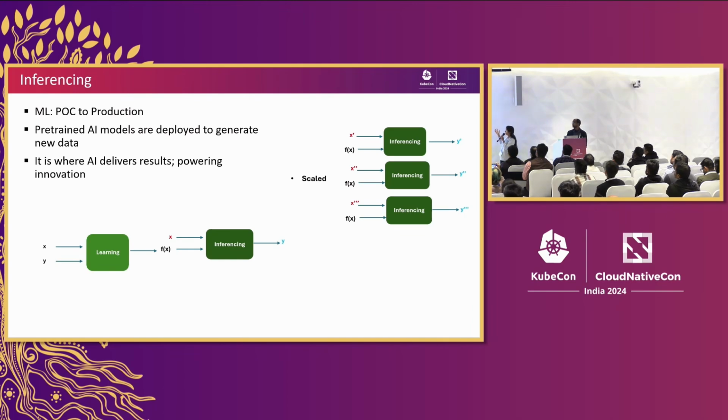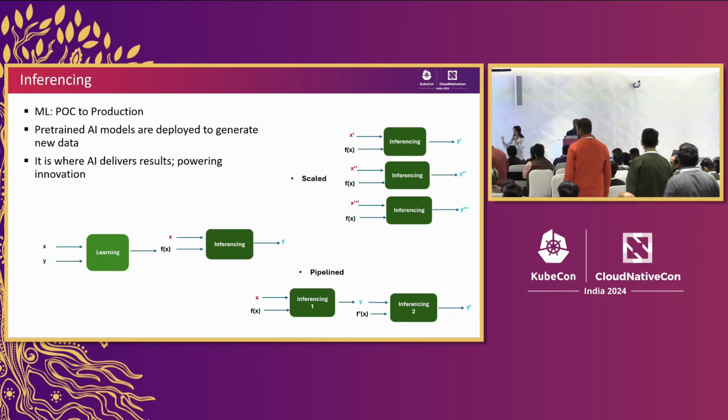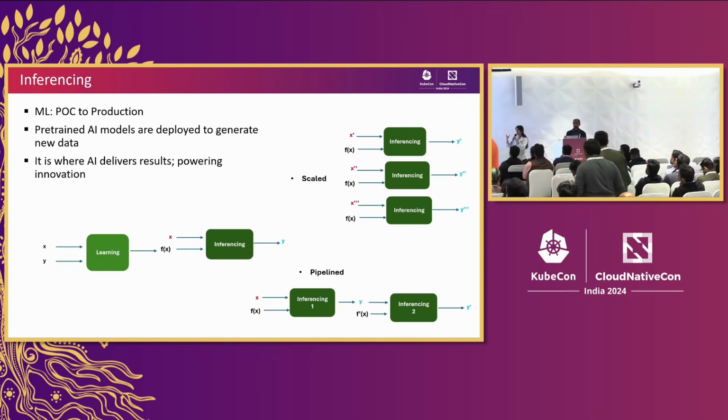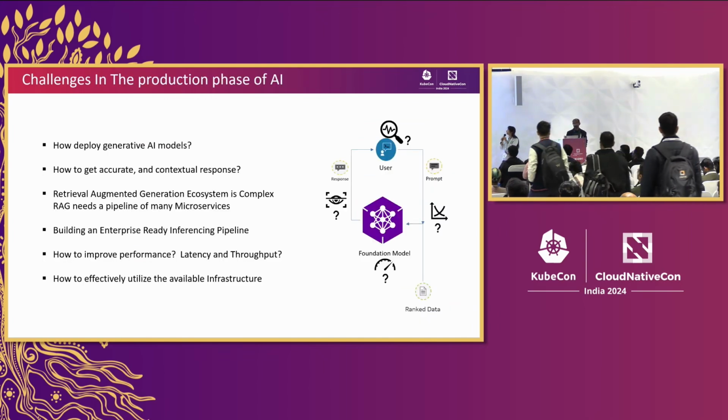There are two ways in which we can deploy these inferencing services to achieve our production grade or enterprise grade metrics. One is we can scale them up. You can have multiple inferencing services that cater to one set of queries or prompts, or you will have to pipeline different sets of microservices to achieve what we call a pipeline. We'll look at both of these things today.